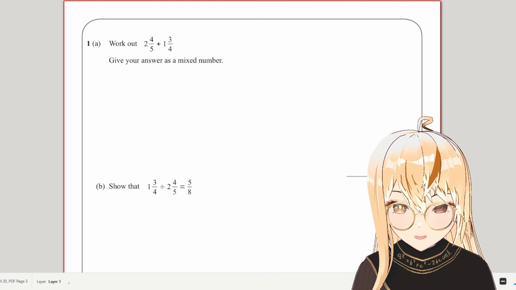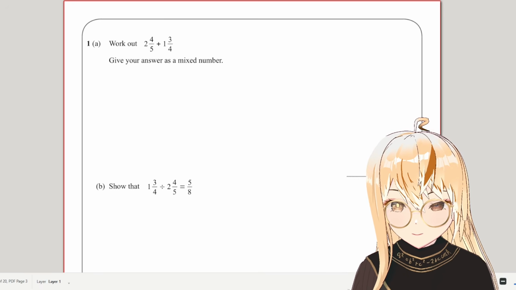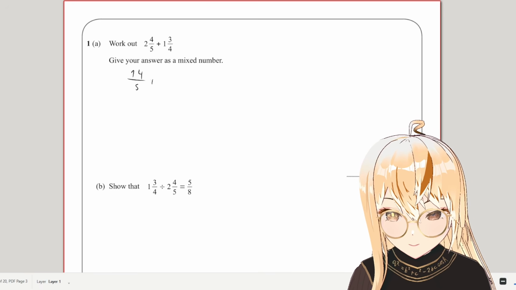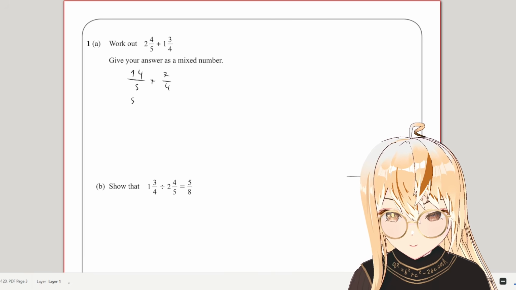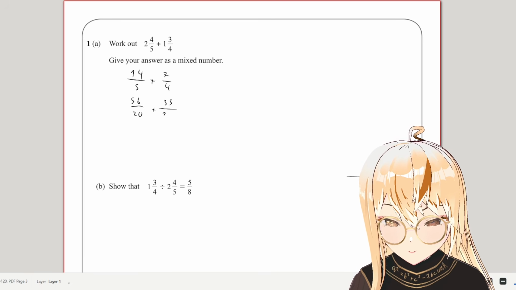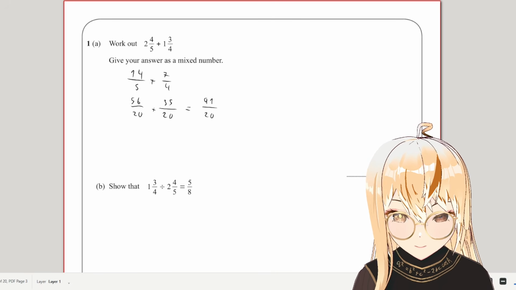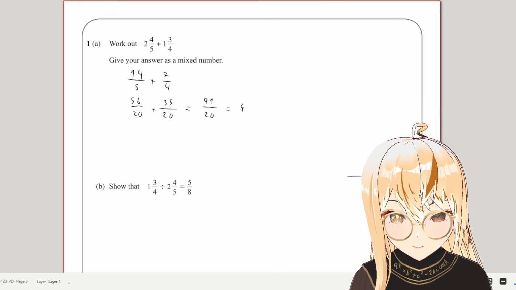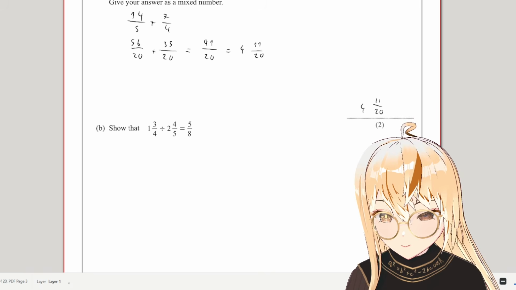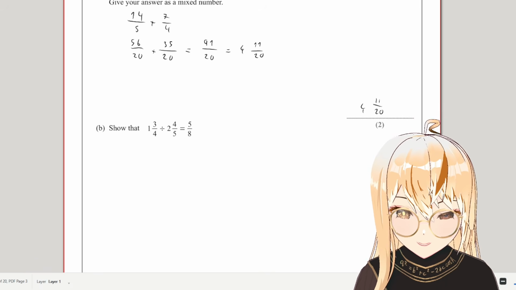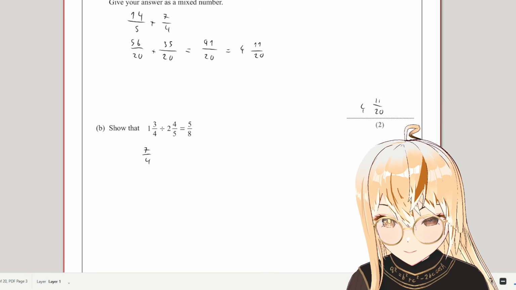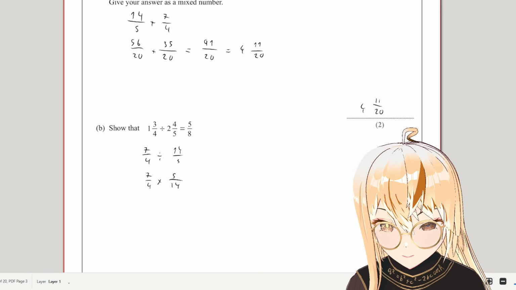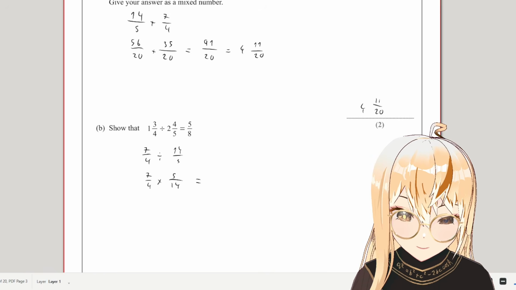Let's simply write out these mixed fractions as improper fractions and then add them. Then convert it back into a mixed number. Use our KFC method. Simplify it to make it a little bit easier.